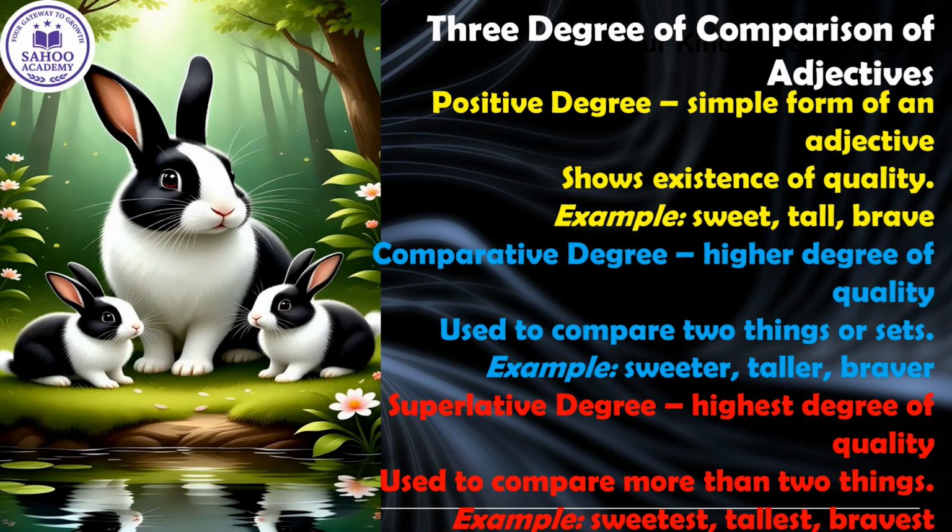Next comes the comparative degree. This shows a higher degree of the same quality and we use it when we compare two persons or two things. For example, sweeter, taller, braver. Like Hari is taller than Rama.